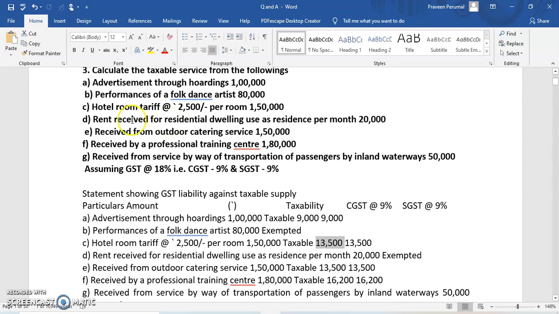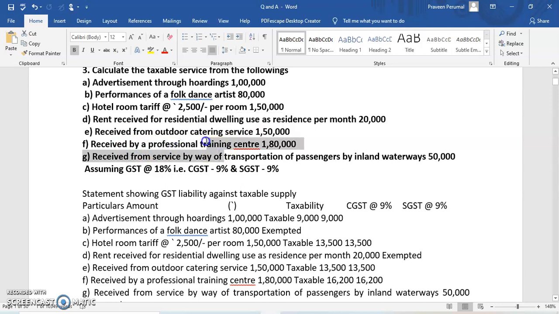Next point, rent received for a residential dwelling used as residence, per month 20,000. See, per month it is 20,000, but still the purpose is residential dwelling. Only commercial dwellings are taxable; residential dwellings are non-taxable, exempted. Therefore, 20,000 is exempted. Next, amount received from outdoor catering is 1,50,000. Is it taxable? Very much. 18% on 1,50,000, with CGST 9% and SGST 9%. So, 13,500, 13,500.